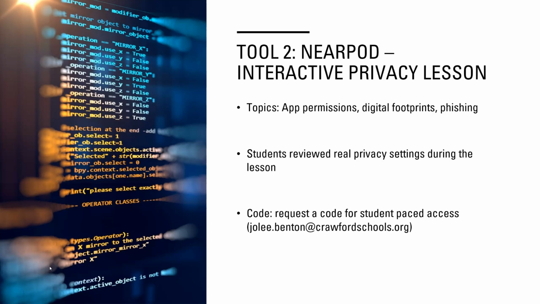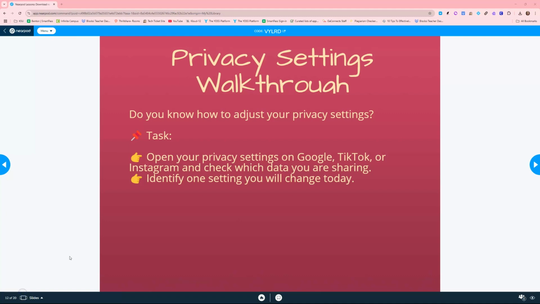Then we moved into a Nearpod interactive lesson that included polls, phishing simulations, and a privacy setting self-check. This self-paced lesson covered digital footprints, phishing, and privacy settings. One of the most impactful parts was when students actually opened one of their own apps and looked at what permissions they had allowed. Some of them were surprised to see things like camera and microphone access were turned on.